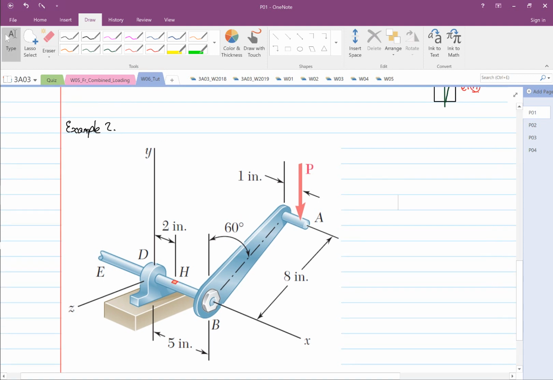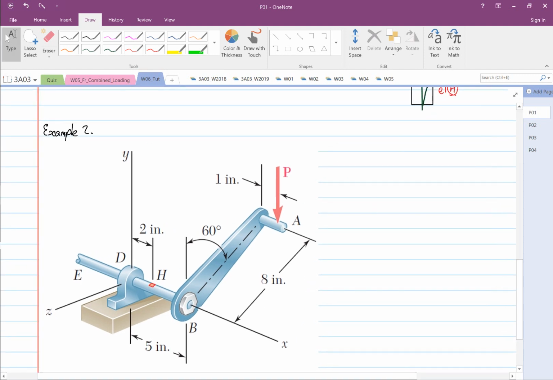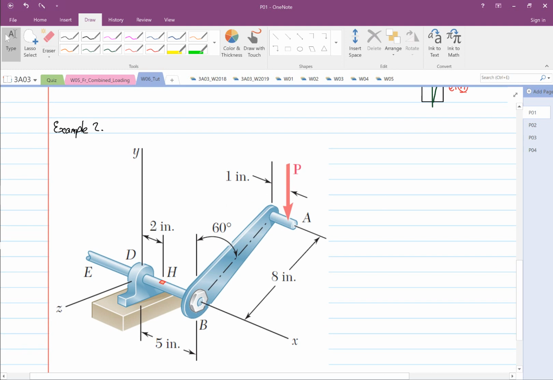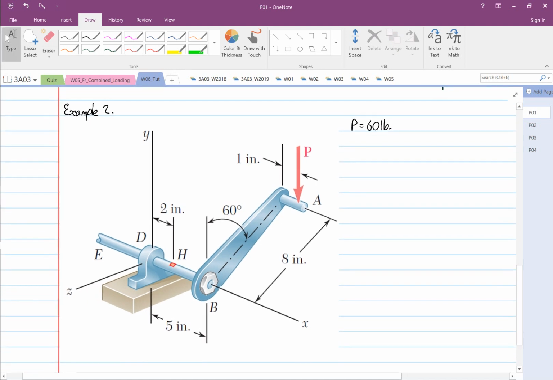So we are going to let P, for this case, P is equal to 60 pounds of force. And then we locate where the element is. So this is the element H that is of interest.